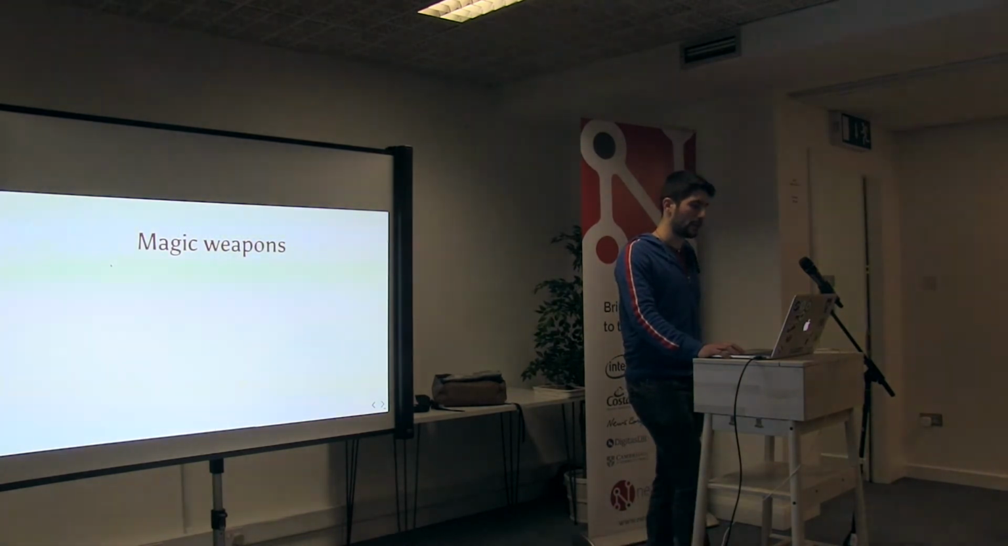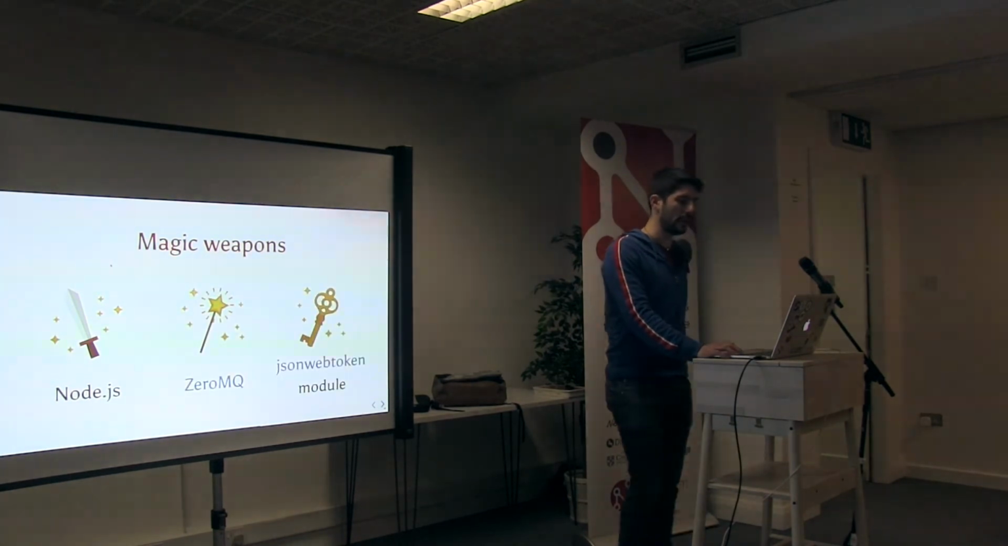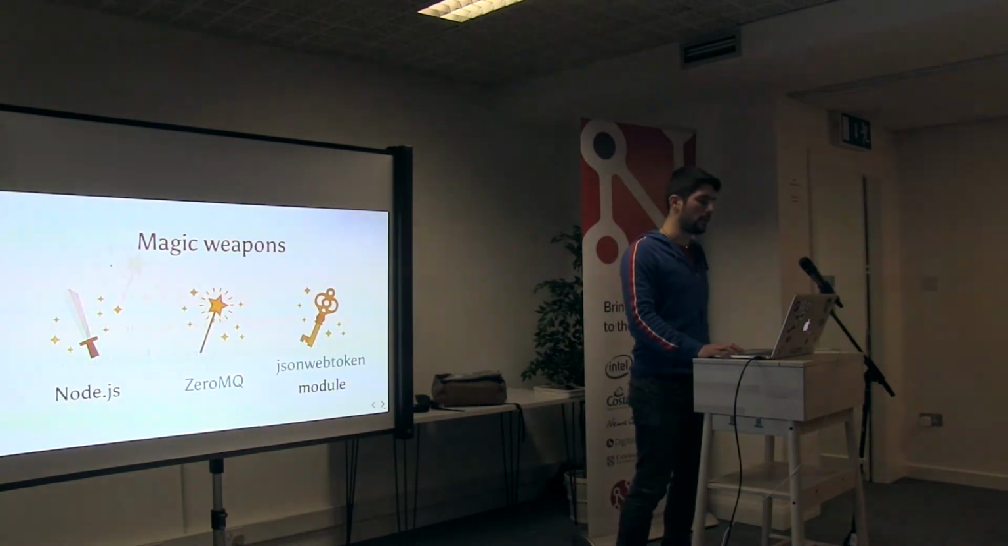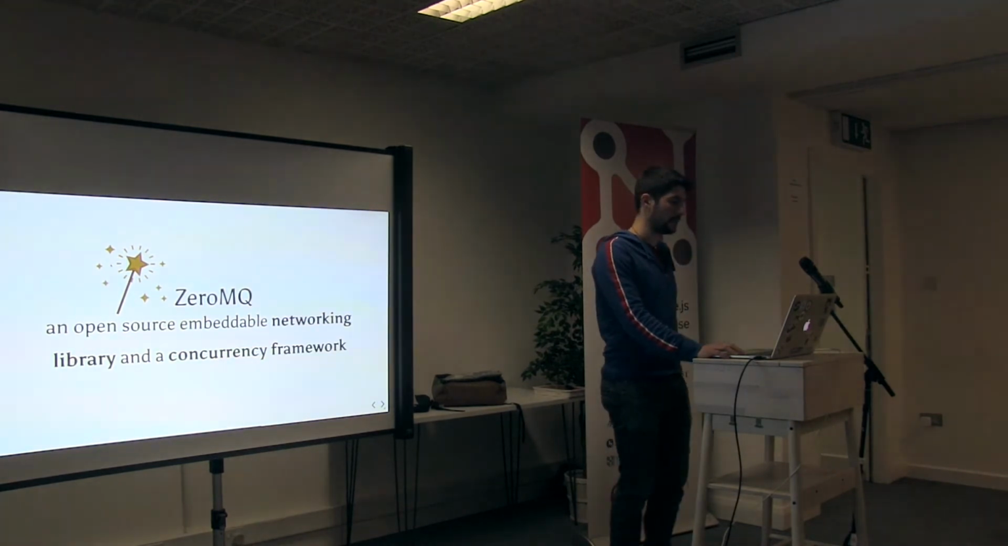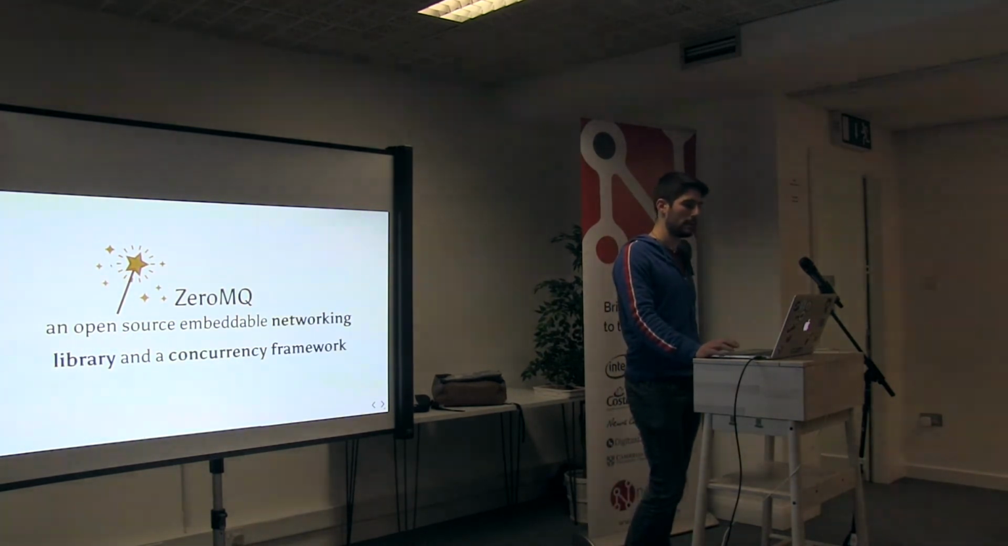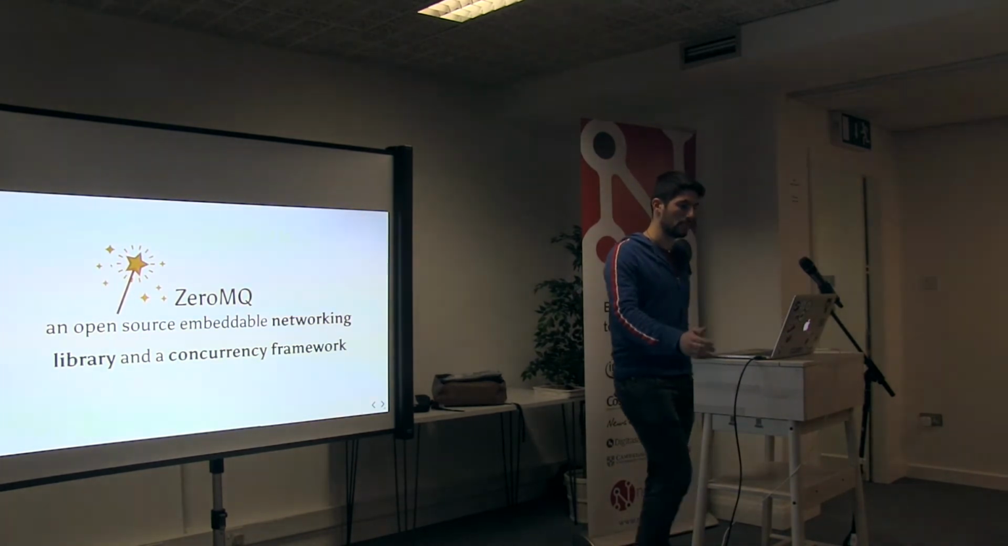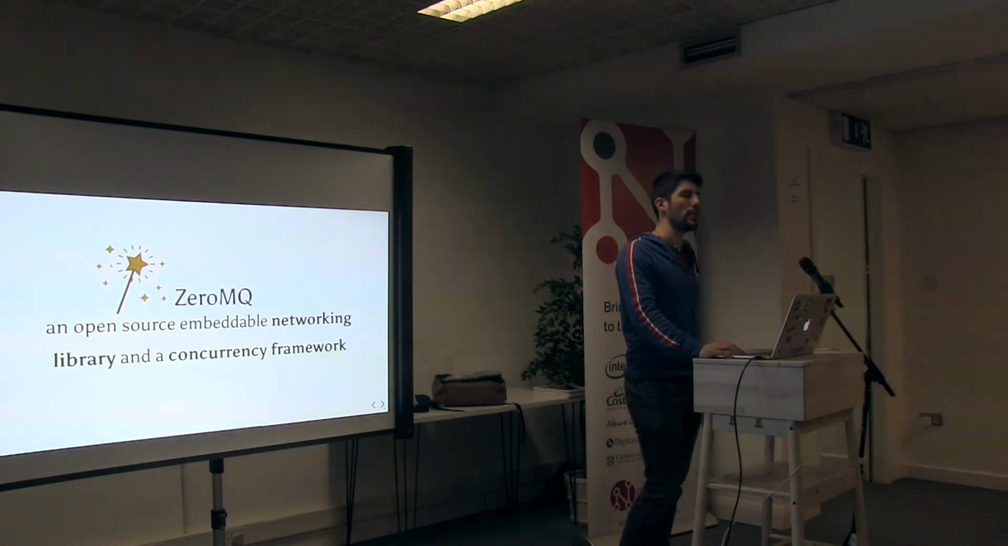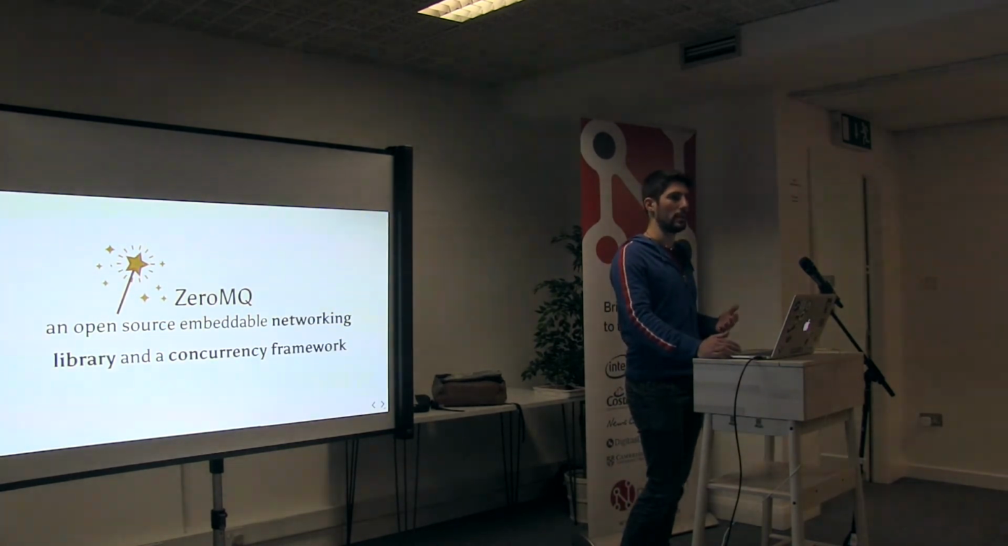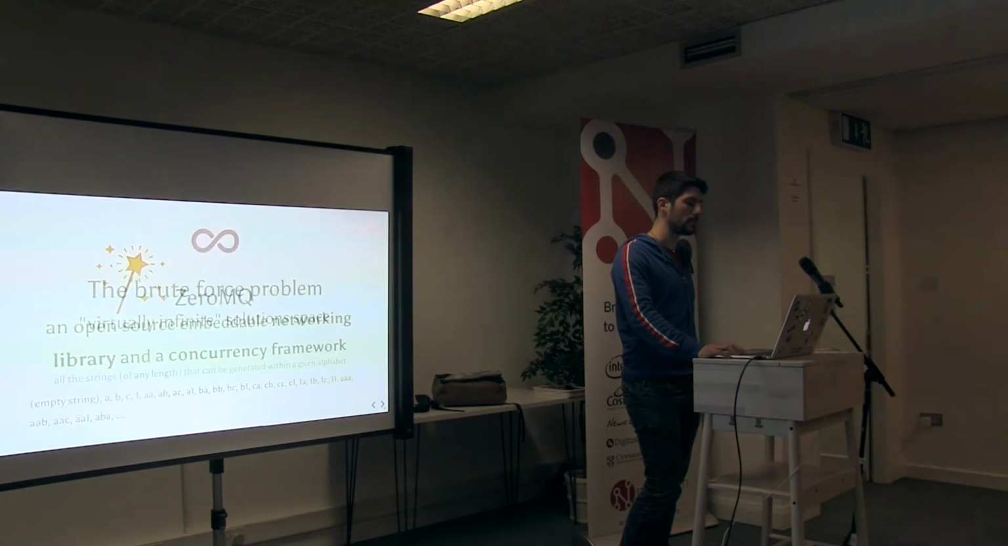The magic weapons we are going to use to do this experiment are Node.js, ZeroMQ, and the JSON Web Token module. For those who don't know what ZeroMQ is, it's an open source embeddable networking library and also a concurrency framework. It's a C library, so you can use it with many languages or even embedded in hardware if you want, to create messaging patterns between different networking systems. In our case, we use it to coordinate the messaging between the client and the server.